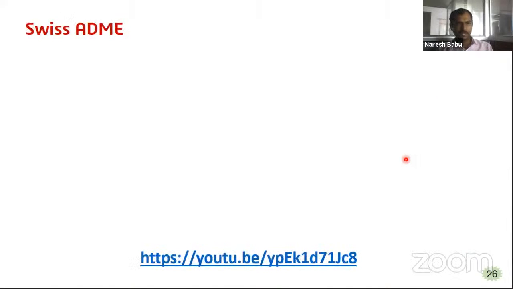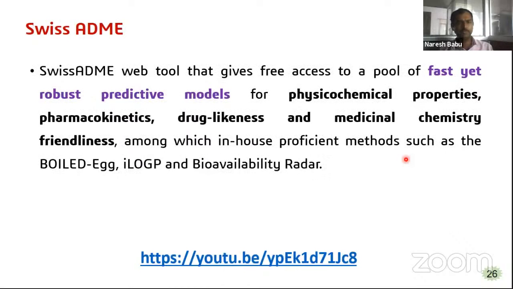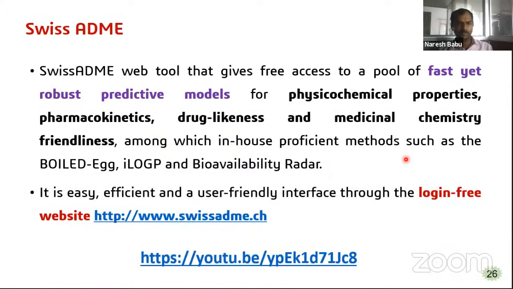So you can see Swiss ADME. It is a web tool that gives free access to a pool of fast yet robust predictive models for physicochemical properties. Not only physicochemical properties, it also gives pharmacokinetics, drug-likeness, and medicinal chemistry friendliness, with in-house proficient methods used in this tool. It is a free online tool; without login, we can directly access it. They use the BOILED-Egg, iLOGP, and bioavailability radar to explain all these properties. It is very easy, efficient, and user-friendly through the login-free website. We can access it by using this link.